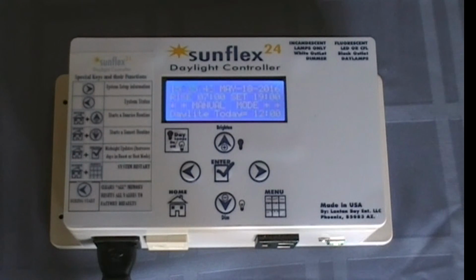That, my friends, explains just about each and every one of the SunFlex features.